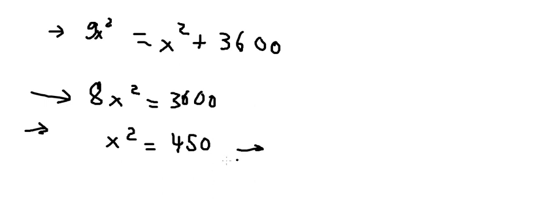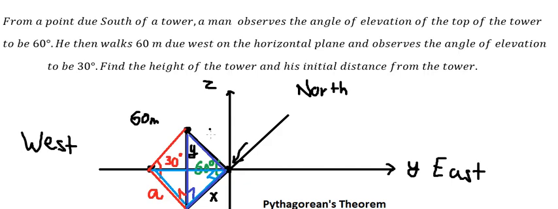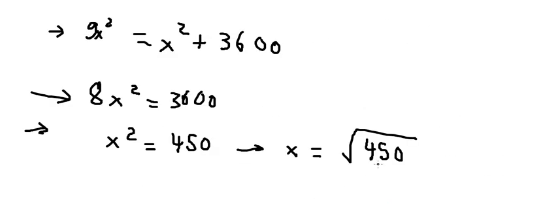Now we need to find the value of x. We need to select the positive number, because the length cannot be a negative number. So we have 15 times the square root of 2 meters.